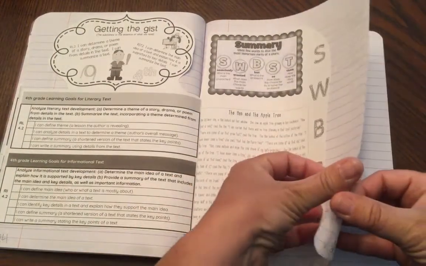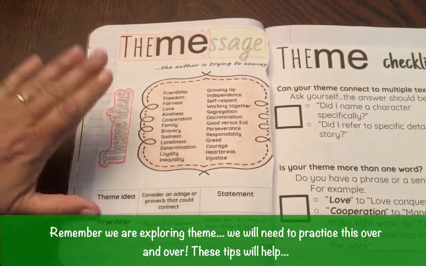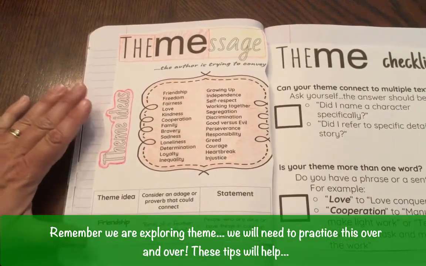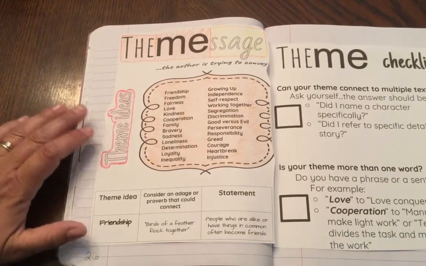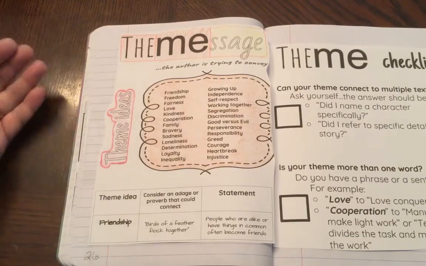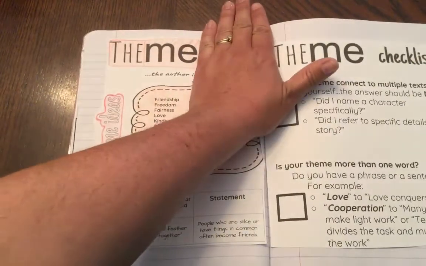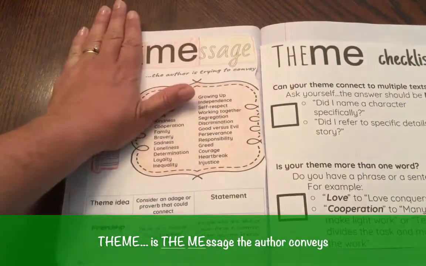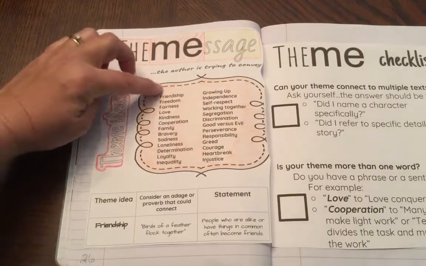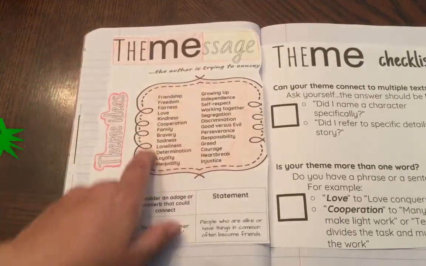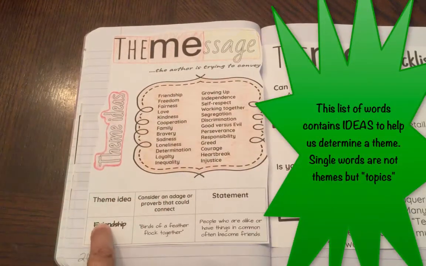The next piece in this lesson that you're going to add is some information about theme. Theme is going to be one of the most difficult things that we work on this year, and it's going to be something that you're going to work on as a 4th grader, a 5th grader, a 6th grader, a 7th grader, and so on. So we're just exploring it. Now, one way we look at it is theme is the message the author is trying to convey. These are some theme ideas. These are not by themselves themes, but they can help lead us to thinking about that.